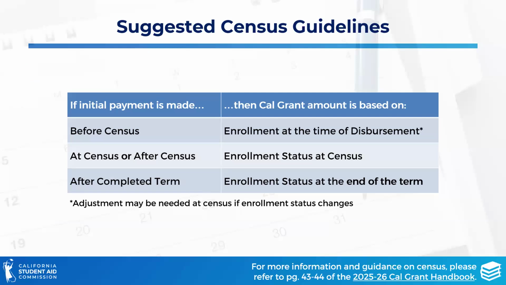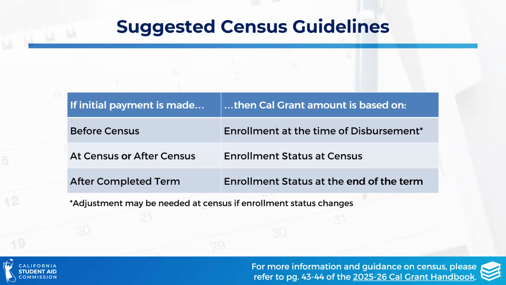Now, this is what CSAC suggests for your census guidelines. Schools should be following their own census policies, but generally speaking, this is what most schools do. If the initial Cal Grant payment is made before census, then their final Cal Grant amount is going to be based on their enrollment at the time of disbursement. But you may have to adjust if their enrollment status changes at census.